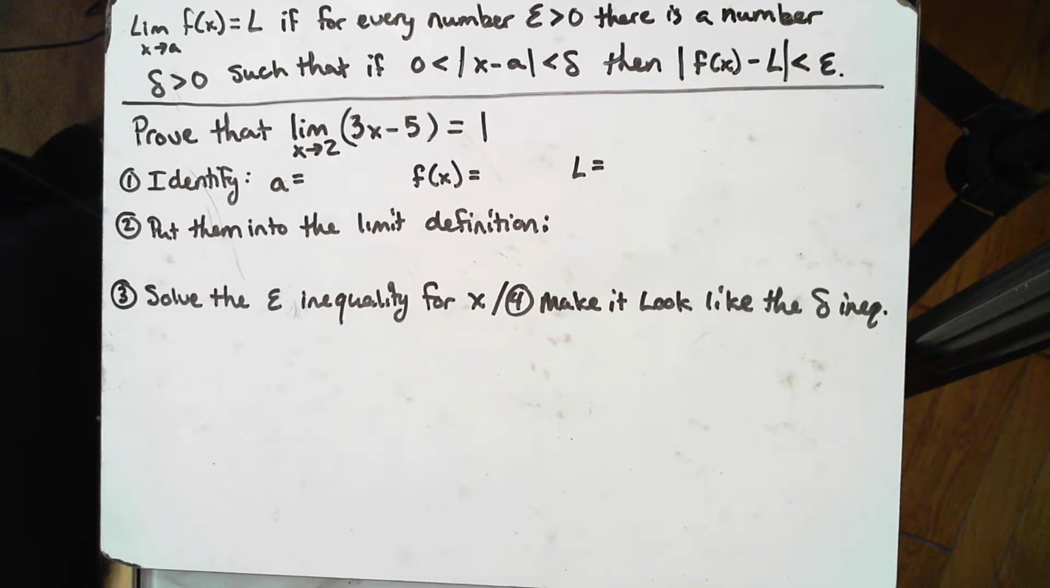The limit as x approaches a of f of x equals L, the limit, if for every number epsilon greater than 0 there is a number delta greater than 0, such that if 0 is less than the absolute value of x minus a, which is less than delta, then the absolute value of f of x minus L is less than epsilon. Okay, that's just a really complicated way of saying that we can estimate a value here that will be similar to the y value of f of x.